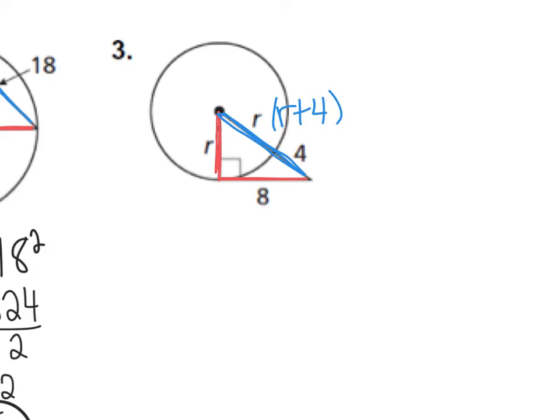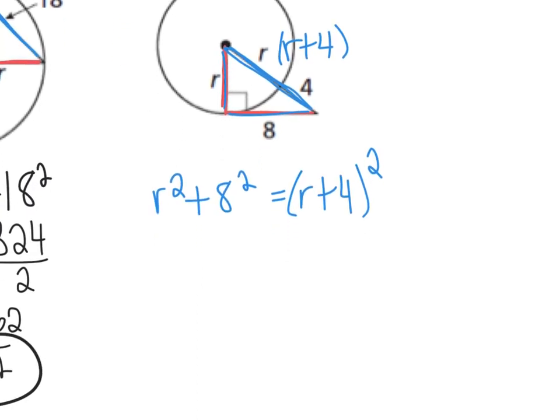So my Pythagorean theorem is going to be r squared plus 8 squared. Those are my 2 legs, my A and B, equals r plus 4 squared. Okay, so as we are working through this here, r squared is just r squared, and 8 squared is 64.